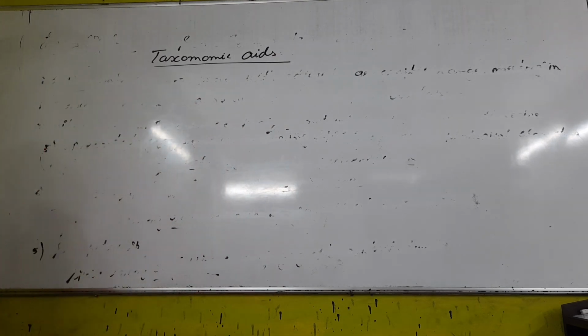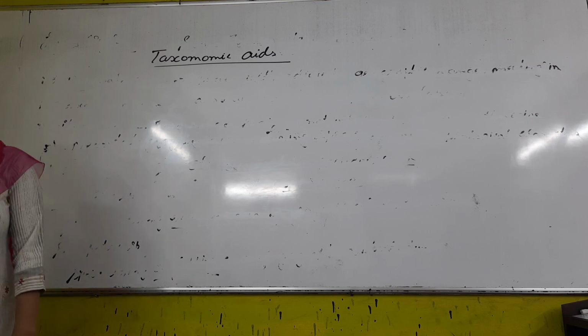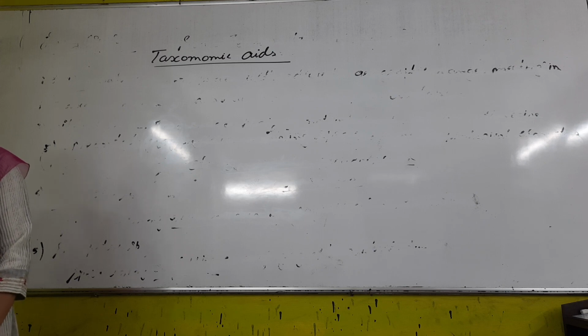Okay, so we'll be starting a point called taxonomic aids. As far as taxonomy is concerned, we have talked about taxonomy, right? Whenever you want to know an organism, you will study the organism, you will collect certain information about the organism, etc. We can go for a taxonomic type of classification also, right? Why do you go for a taxonomic classification? Just to know the organism better, right?